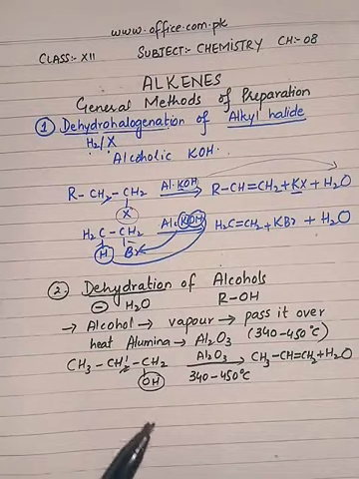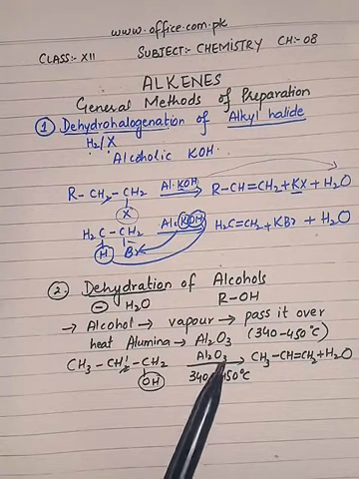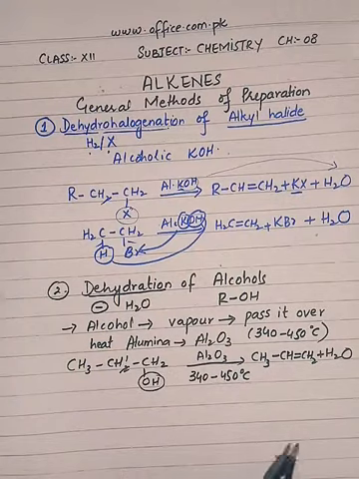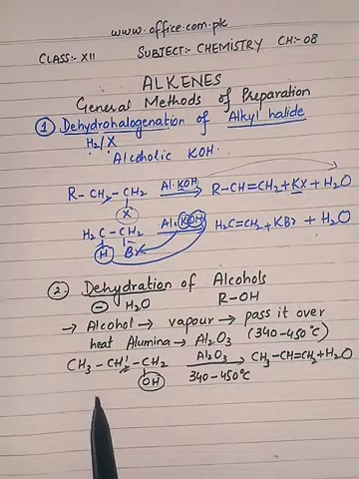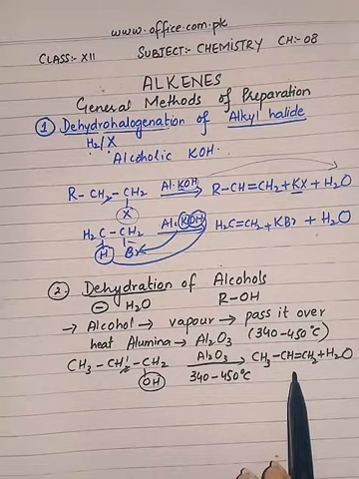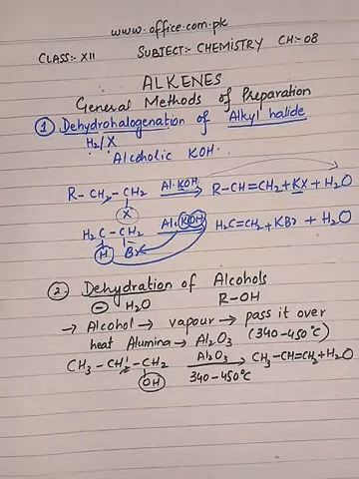So when we pass vapors of alcohol over heated aluminium oxide, it will give rise to alkene plus water. So this was propyl alcohol. So as a result, we will get propene plus water. Now let us see some more methods of preparation of alkenes.